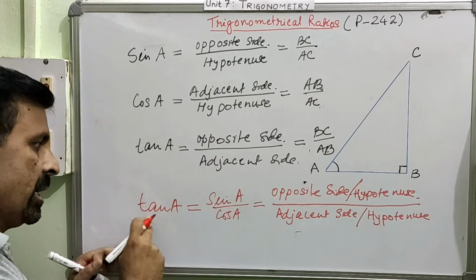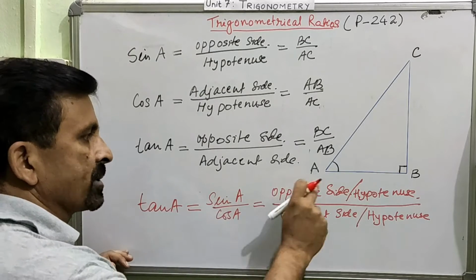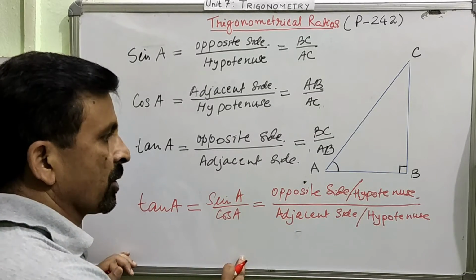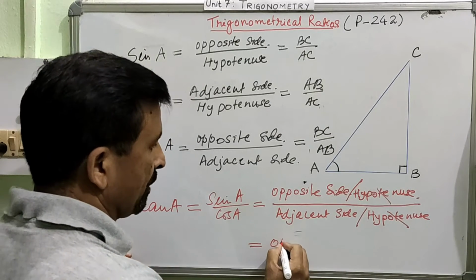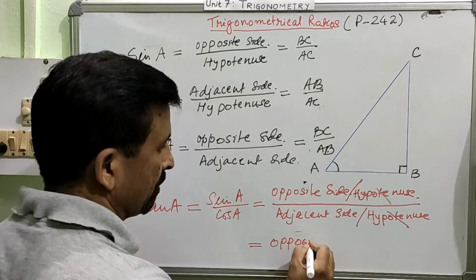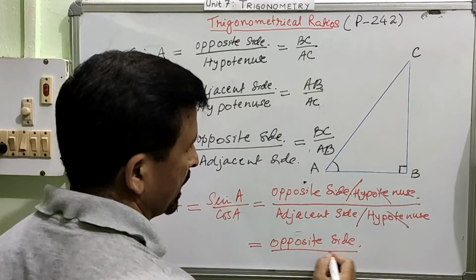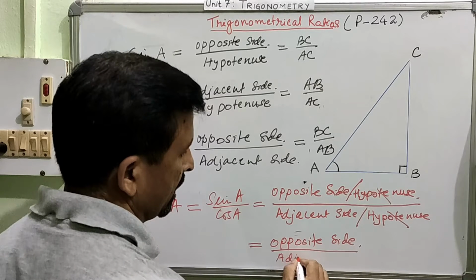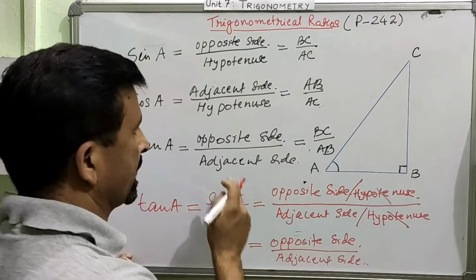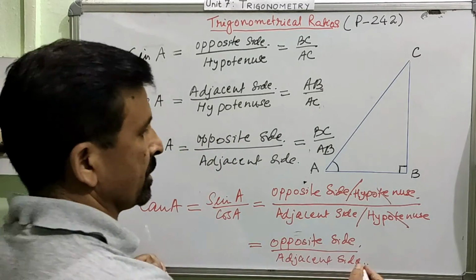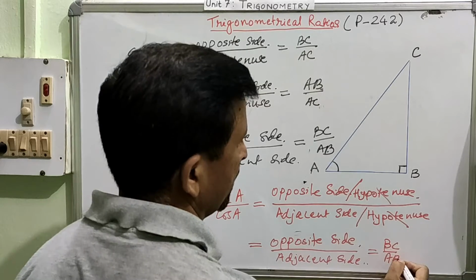This is because tan A is actually the ratio of sine A over cos A, and therefore I wrote the ratio of sine A and also the ratio of cos A. Now the hypotenuse is cancelled. What is left is the opposite side divided by the adjacent side, and this is how we get this result for tan A, which is equal to BC over AB.